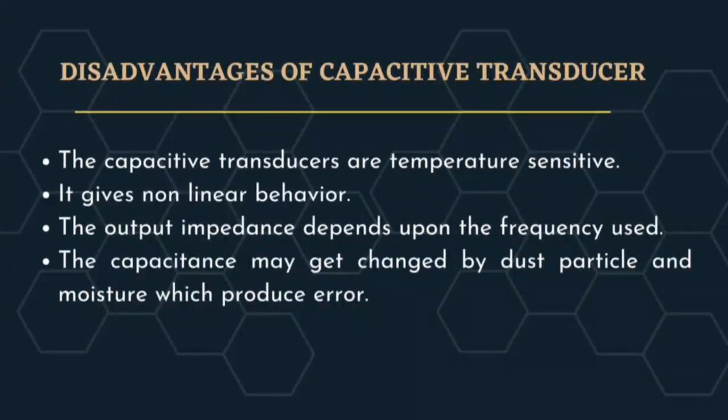Disadvantages of capacitive transducer. Capacitive transducers are temperature sensitive. It gives nonlinear behavior. The output impedance depends upon the frequency used. The capacitor may get changed by dust, particles, and moisture, which produce error.